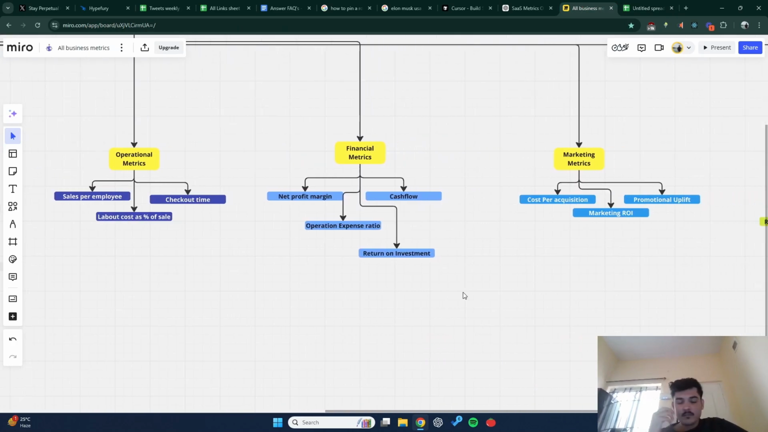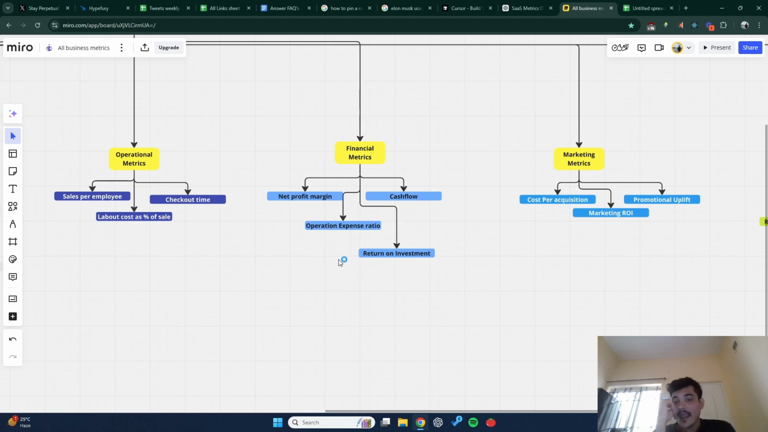Financial metrics. This is the lifeblood of your company. So net profit margin shows how much of every dollar of revenue is actually profit after expenses. That would be the net profit margin. Everybody knows: net income divided by total revenue times 100. That is the formula. Next one, operational expense ratio. So you need to see if your operating cost is eating into the profits. This metric helps you with that, so you can drive it down. So operating expenses divided by revenue times 100. This is the operational expense ratio.